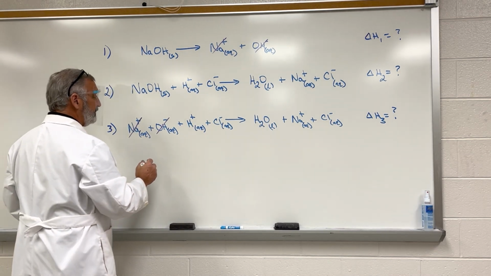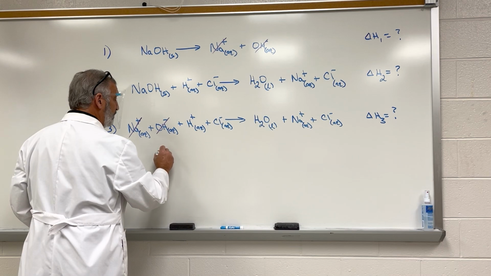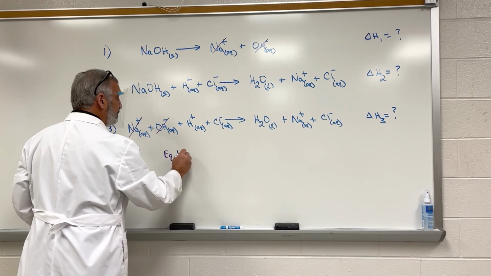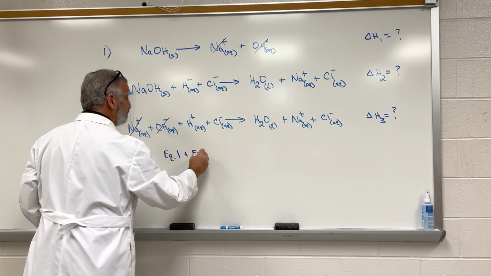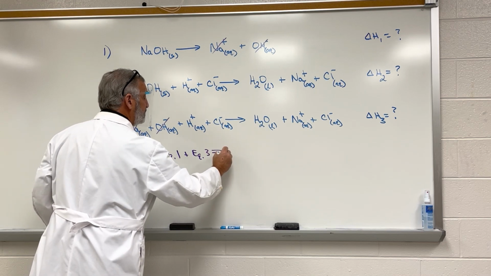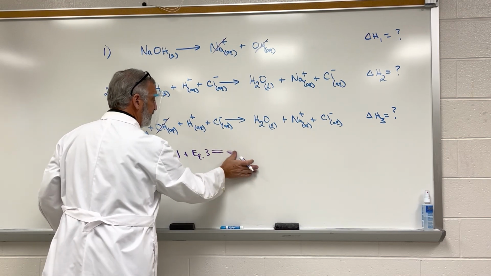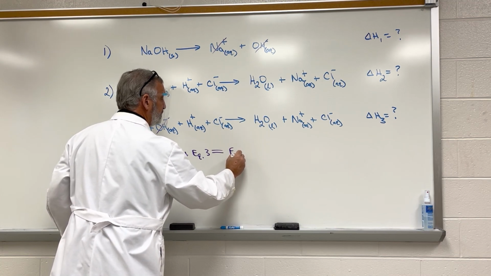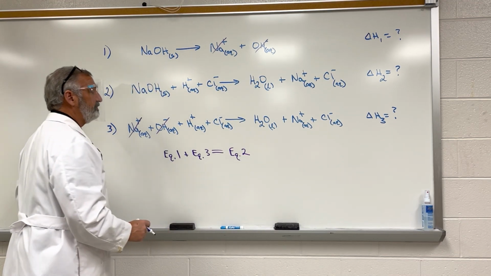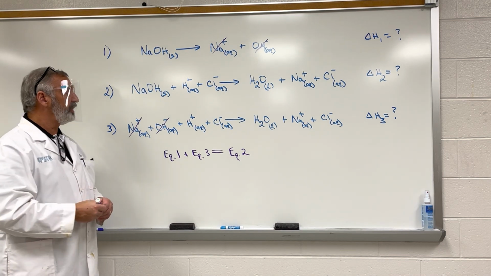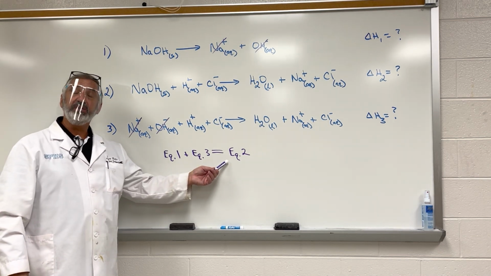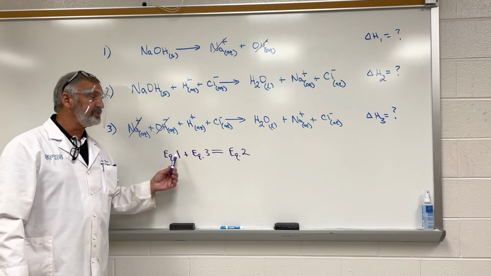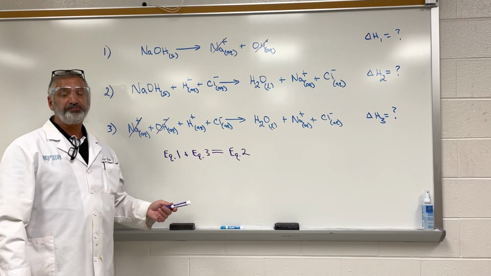So really we should say that equation 1 plus equation 3 equals equation 2. All right? Which means that delta H1 plus delta H3 ought to equal delta H2. That's the whole goal, to see, is that true or not?